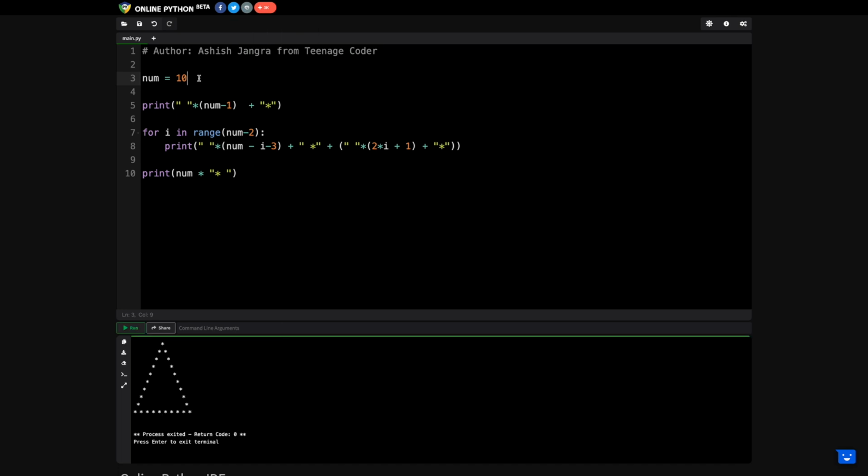Perfect. And what about a small value? Perfect. So this is how you can make your own hollow triangle using the stars, right? And this is the very basic pattern that we are following.